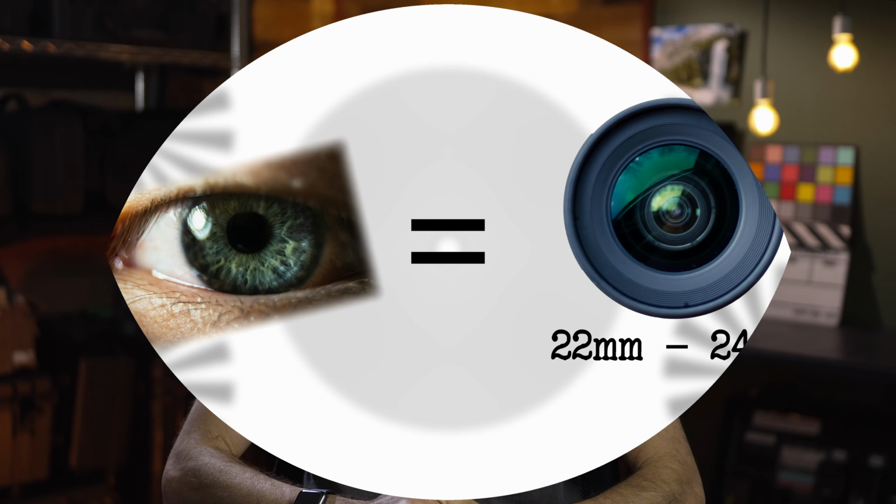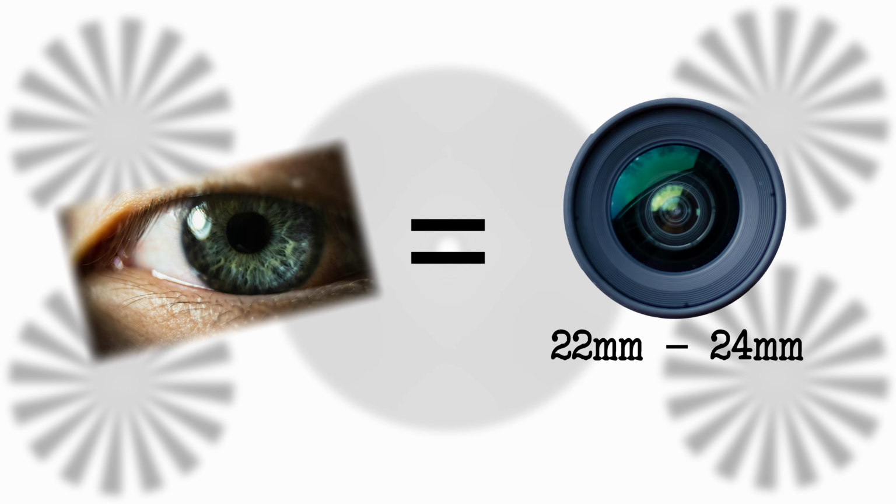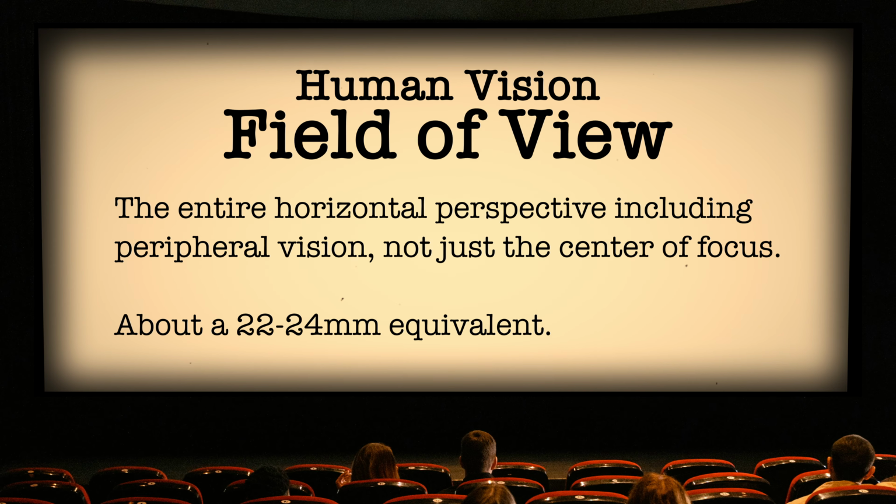But how does that relate to a lens? Well, that's where the effective focal length comes into play. And this is where things get more useful for filmmakers. If you take the field of view of the human eye and compare it to a full-frame camera, the human eye is often approximated at around 22 to 24 millimeters. That's because when we talk about the field of view of human vision, we're talking about everything you can see at once, not just the area you're paying attention to.